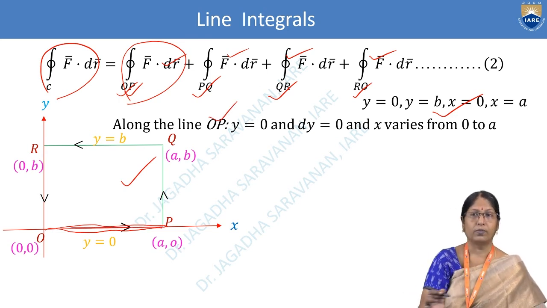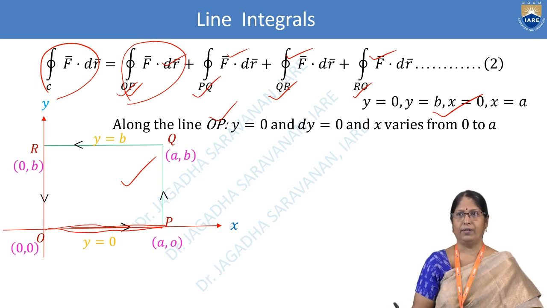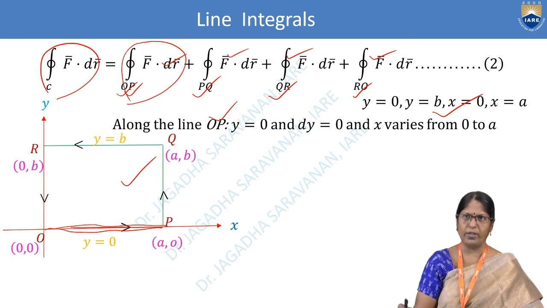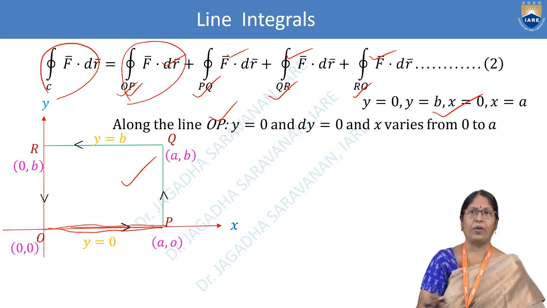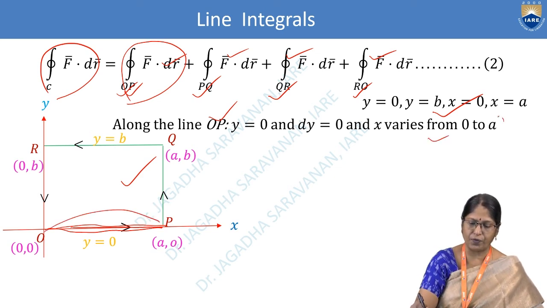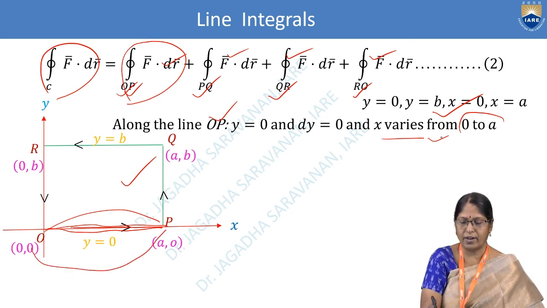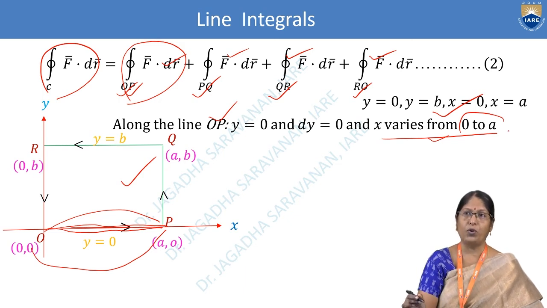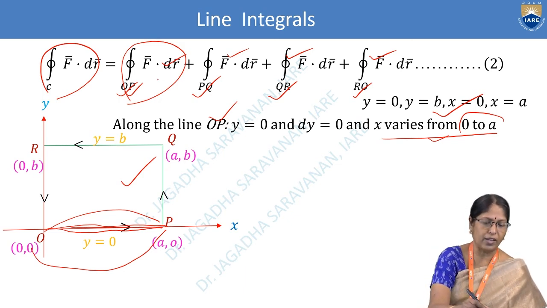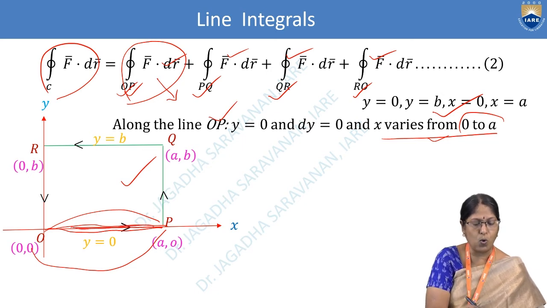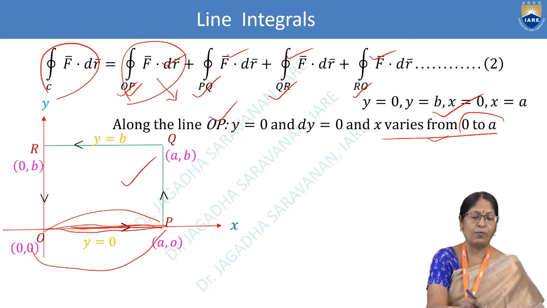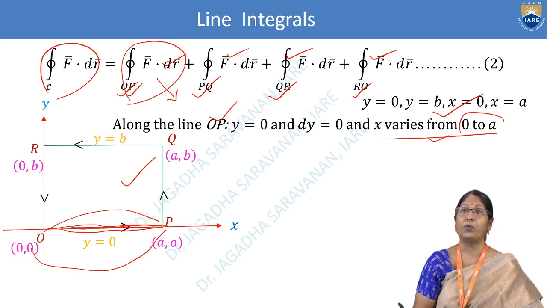It moves in the x direction. If it moves in the x direction, the meaning is there is a movement from O to P. That means x varies from 0 to a. Now, as it moves in the direction of x, we have to do the integration with respect to x. dx is to be found.